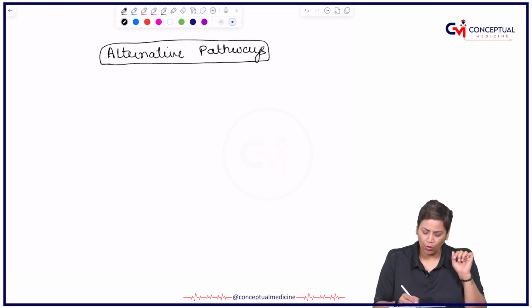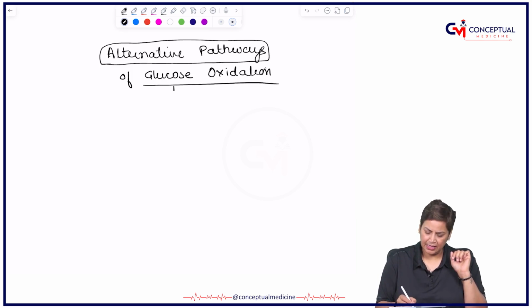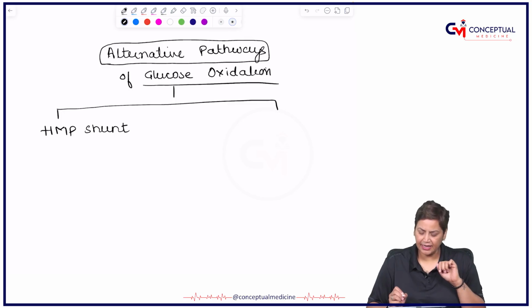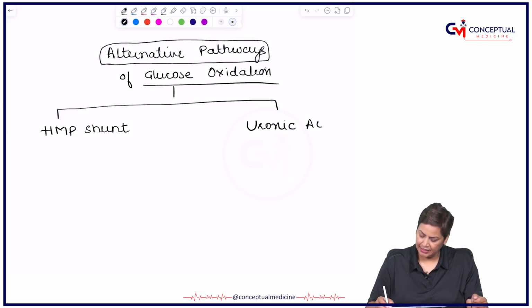So if we talk about alternative pathways of glucose oxidation, there are two pathways. One is HMP shunt, and second is uronic acid pathway.